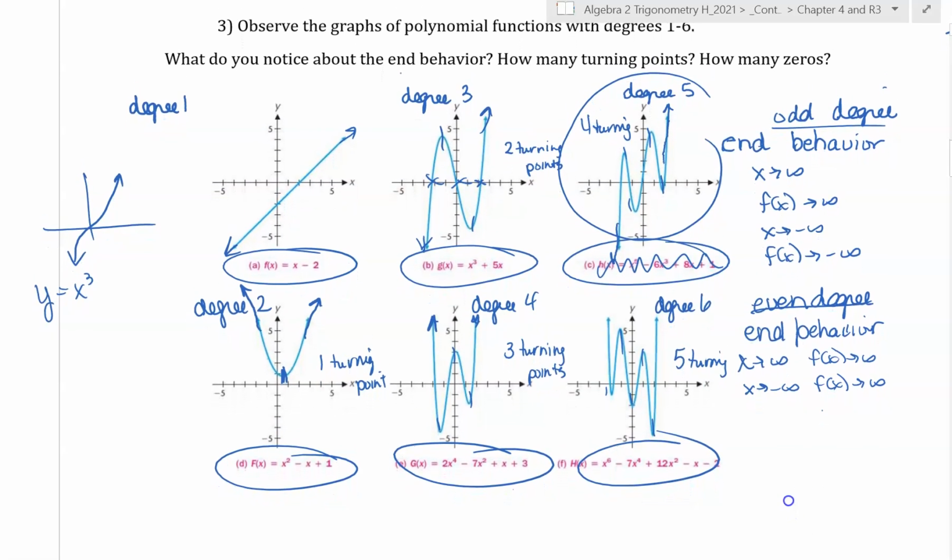And again, zeros. Notice this was degree 3. It had 1, 2, 3 zeros, 3 x-intercepts. This one was degree 5, 1, 2, 3, 4, 5. 5 x-intercepts. And again, we're going to talk about zeros a little bit more in just a minute.